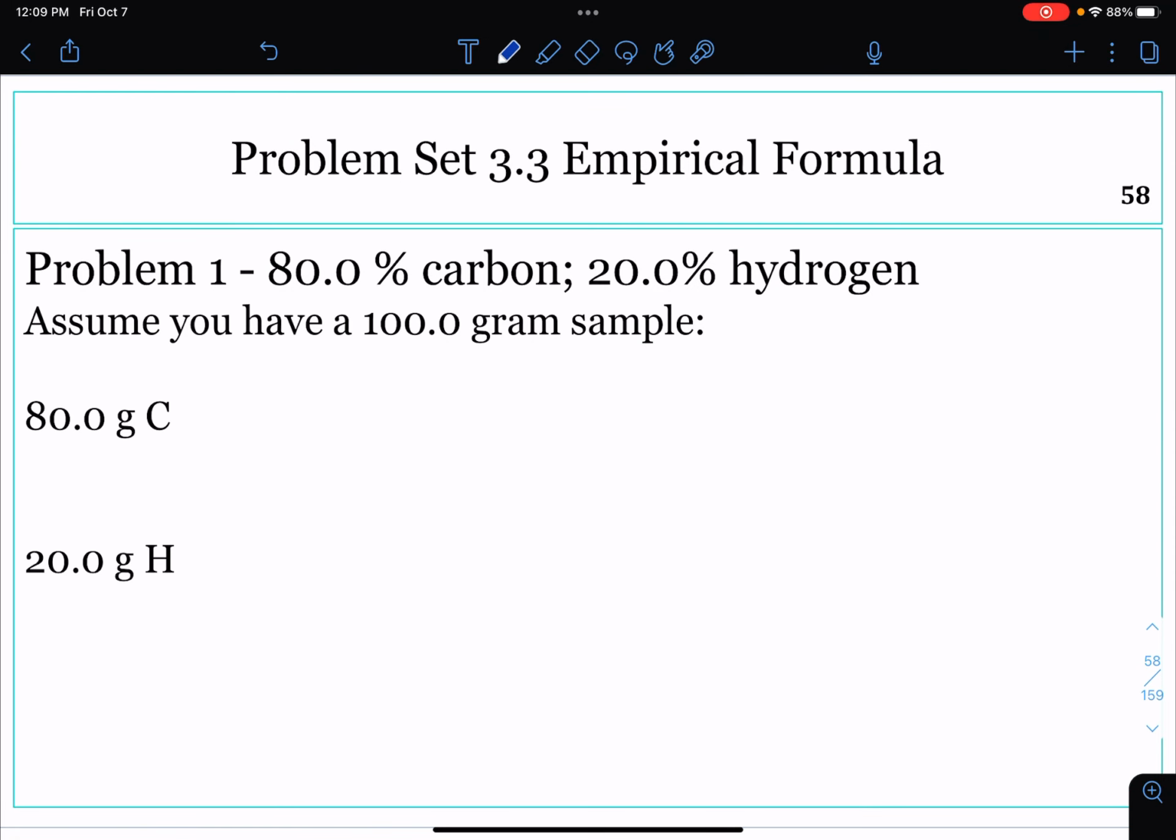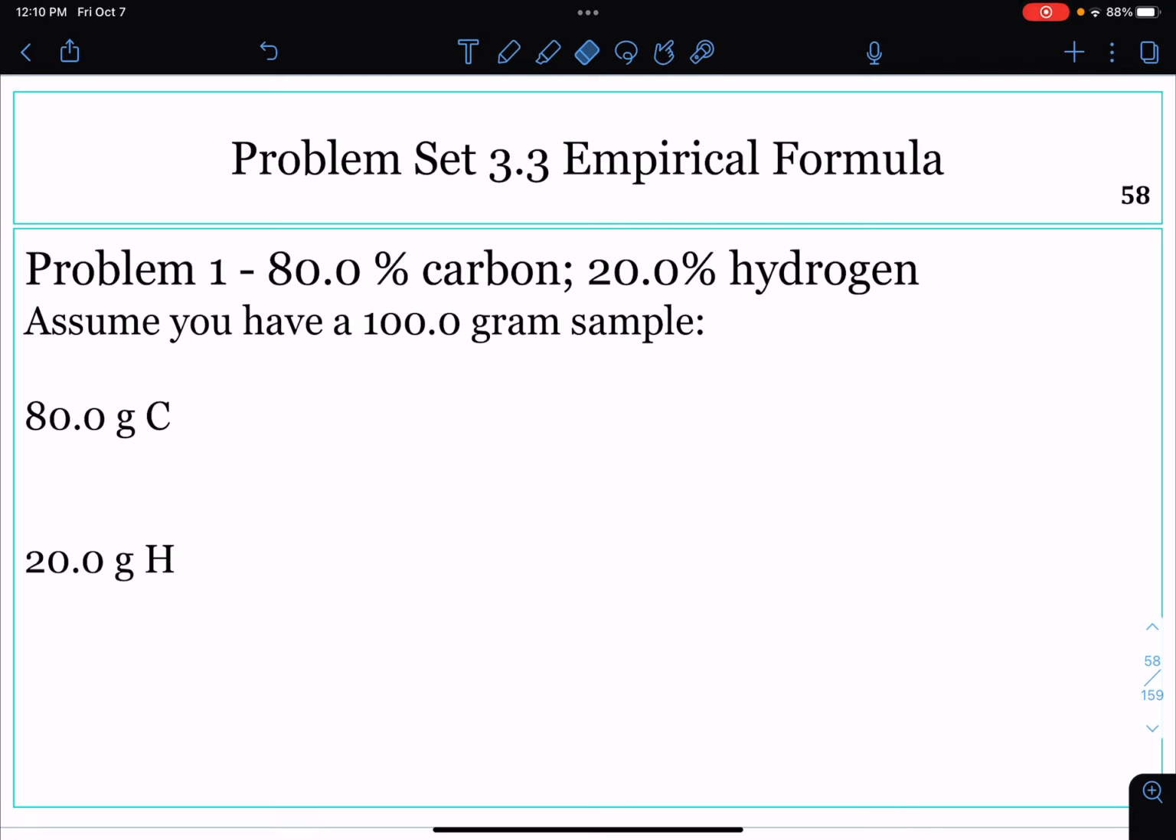This is the first problem on problem set 3.3. In this problem, we are given percents instead of masses. Remember from our 3.2 lesson on percent composition that the percent composition of any compound is constant regardless of how big your sample size is. So whether we have a 13.4 gram sample or a 100 gram sample or a 3,780 gram sample, we will always have 80% of carbon and 20% of hydrogen for this particular substance. So let's assume that we have a 100 gram sample because then we know we would have 80 grams of carbon and 20 grams of hydrogen.